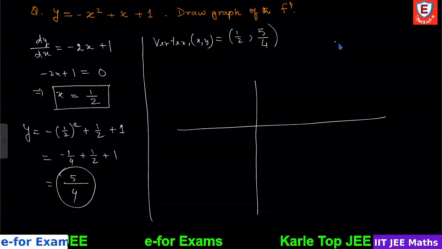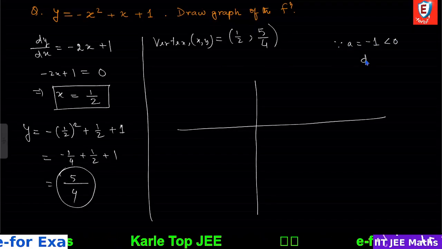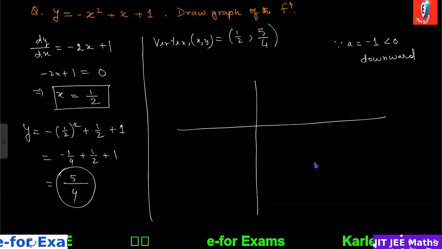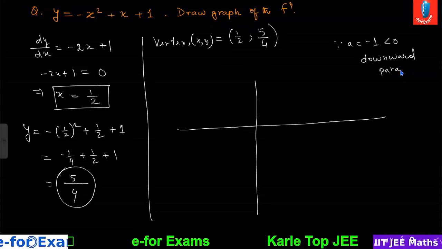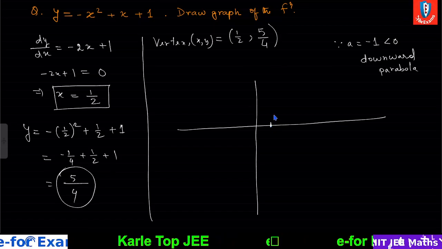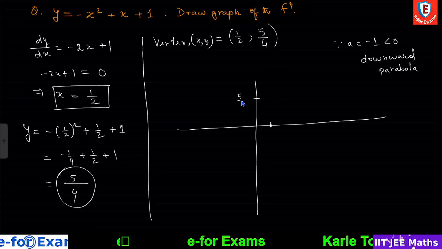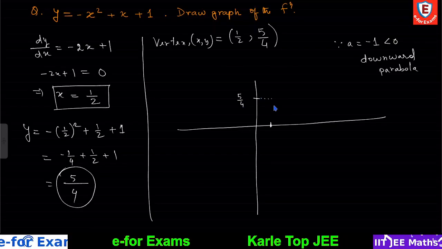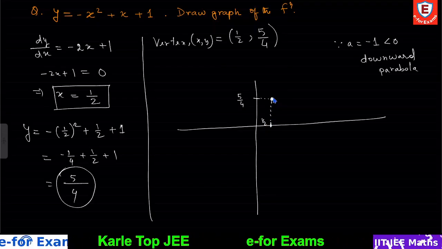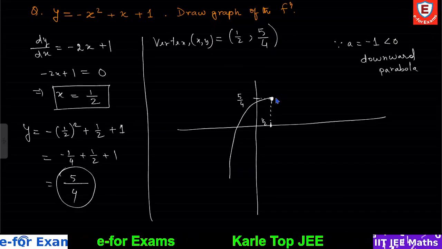Here, since a is equal to minus 1, less than 0, the graph will be a downward parabola. Here the value of x is half, 1 by 2, and the value of y is 5 by 4. Let us take 5 by 4 here, draw a perpendicular from half, and where they meet is the intersection point. From here draw a downward parabola.